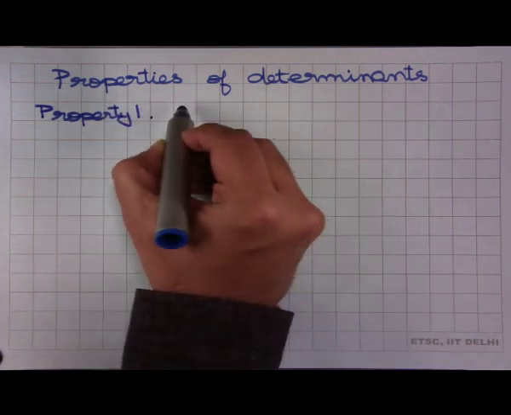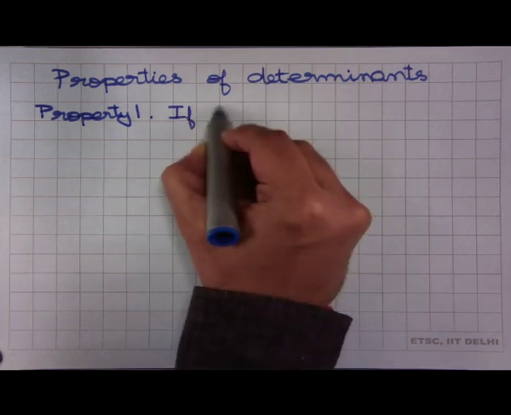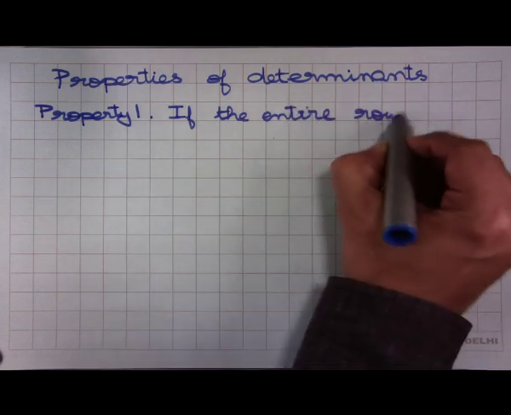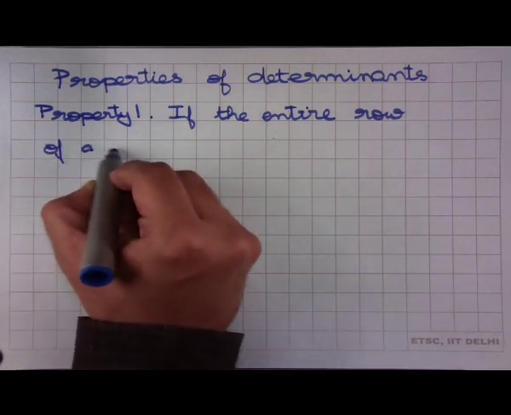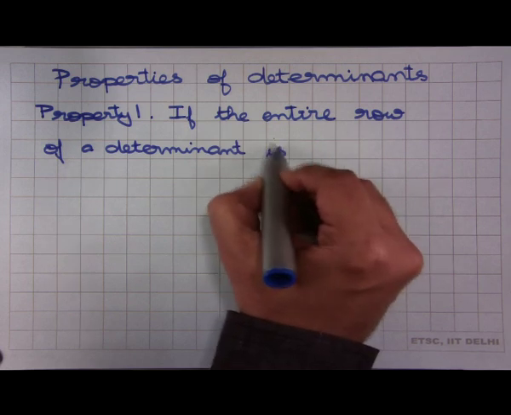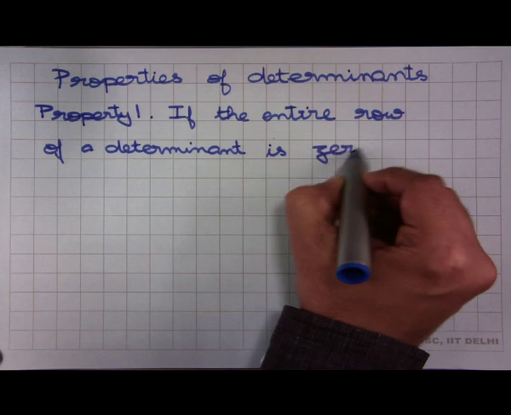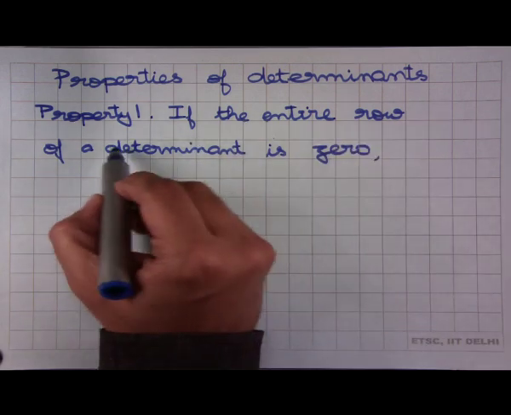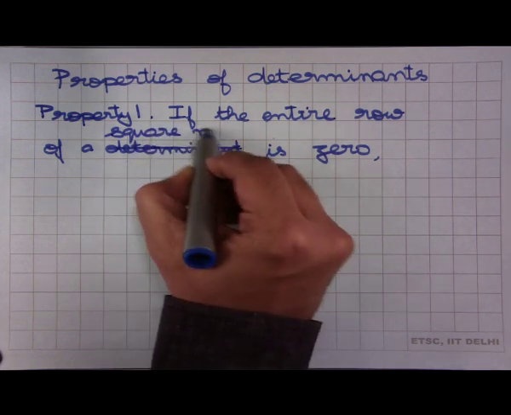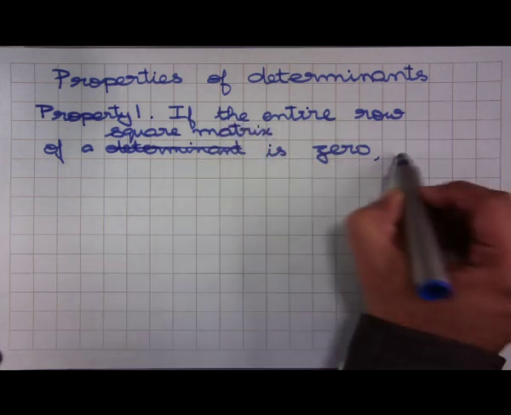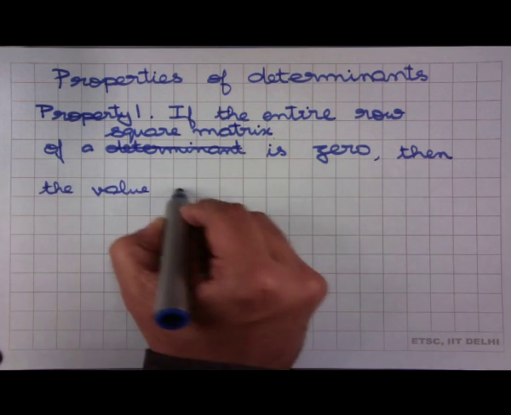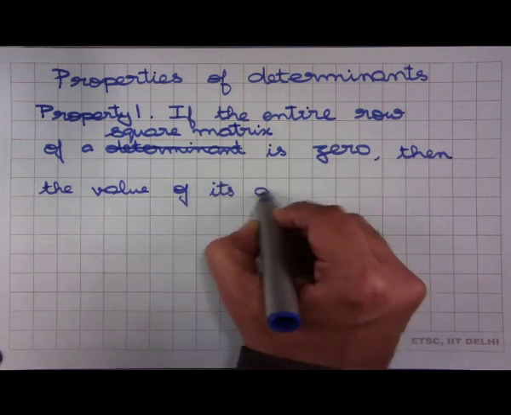So, the first property that we can write down is that if the entire row of a square matrix is 0, then the value of its determinant is also 0.